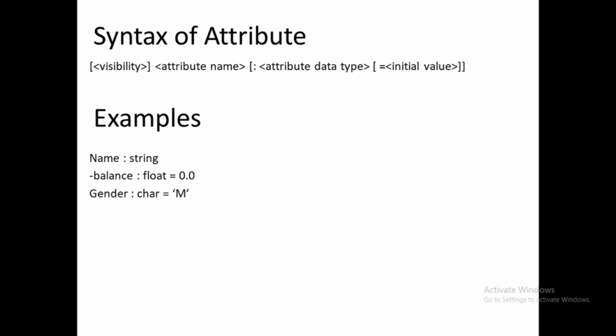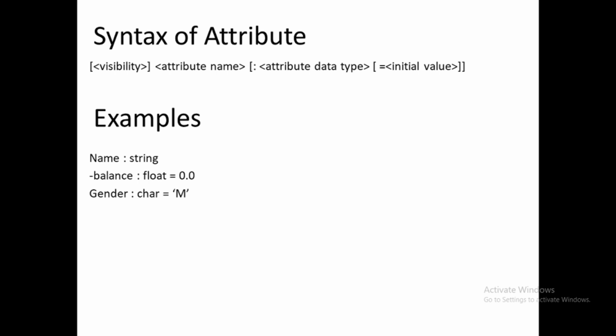Name colon string. Here you can see only attribute name and data type is given. No visibility is specified here. Same way, default value is also not given, initial value is also not given. So if you are not giving any visibility, then automatically it will take any one visibility. Total 4 visibilities are there that we have to discuss.